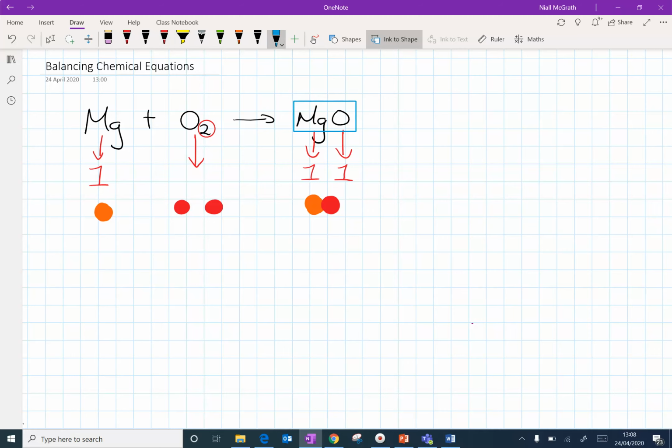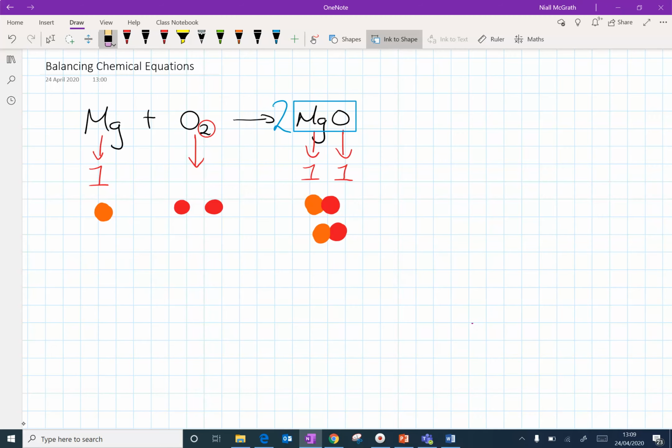Now if we want to balance our oxygens, then we're going to have to put a 2 in front of our magnesium oxide. That means now, yes, we do have 2 oxygens. We have a second oxygen here. But it also means we have a second magnesium. So now we have 2 magnesium oxide molecules on our right hand side. You've made 2 MgO. You have one MgO here, and you have a second MgO there.